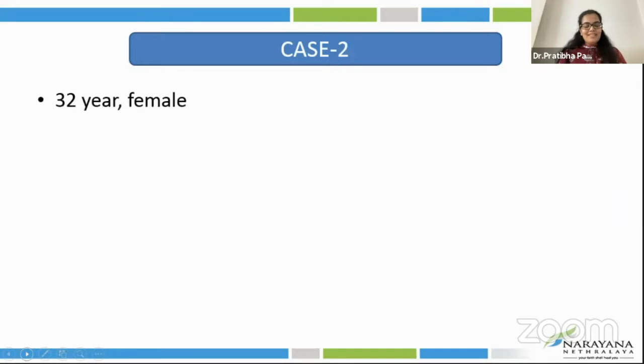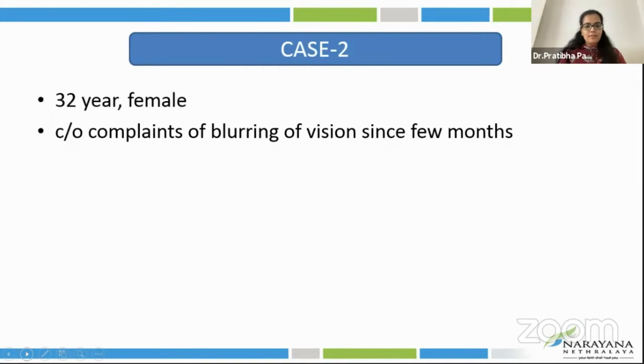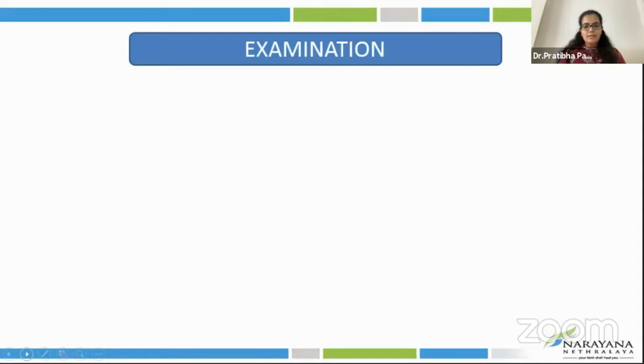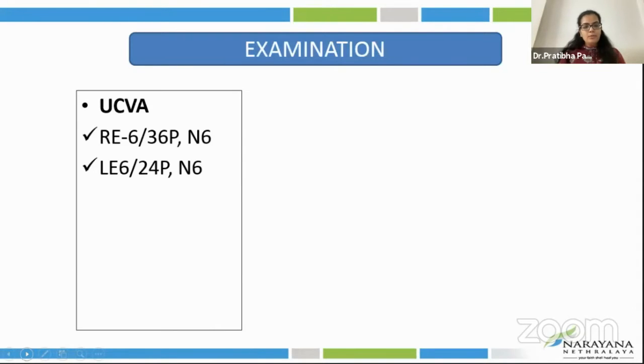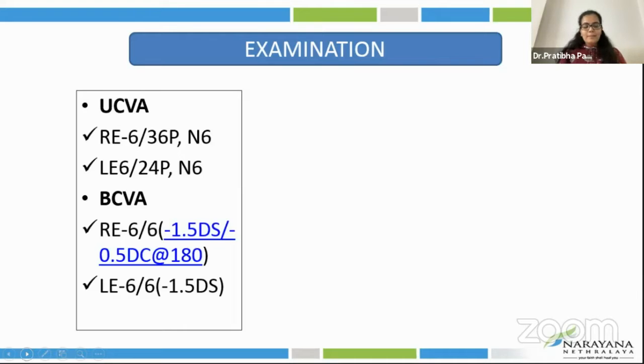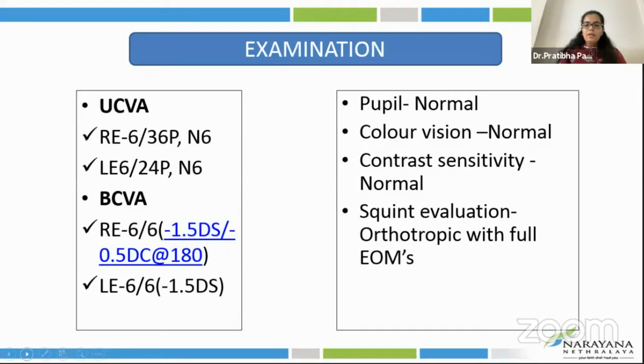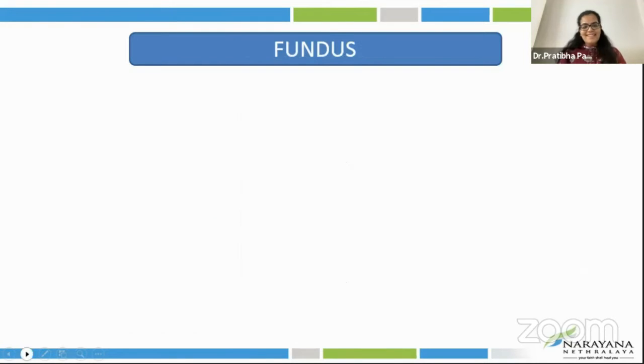So case 2 is a 32-year-old female who presented with blurring of vision for the past few months, headache which was dull aching associated with nausea and vomiting, no other neurological symptoms and no systemic illness. On examination, visual acuity was 6/6 in both eyes. The pupils were normal. Color contrast was normal. Patient was orthotropic in all the gazes with extraocular motility being full. Anterior segment was normal.